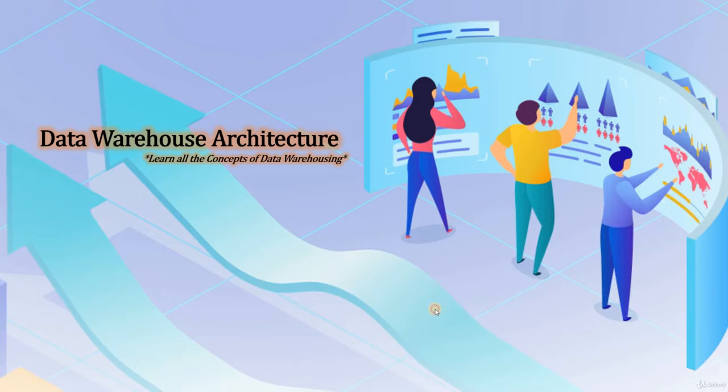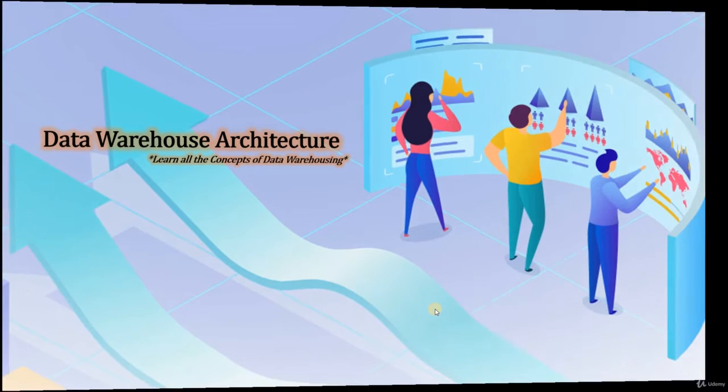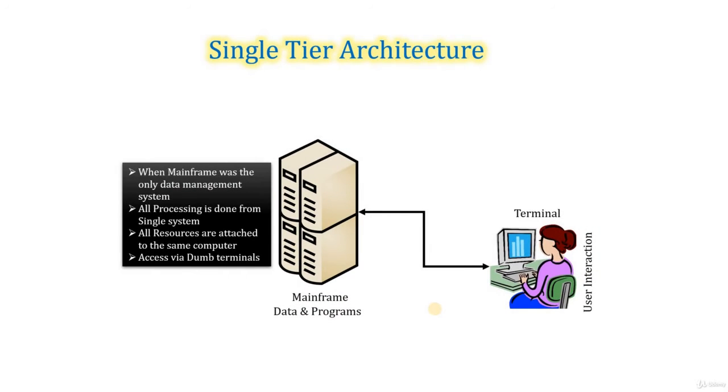So what are the different types of data warehouse architectures available? There are mainly three different types of data warehouse architecture. They are single tier architecture, two-tier architecture and three-tier architecture. So let's learn about each one of them.